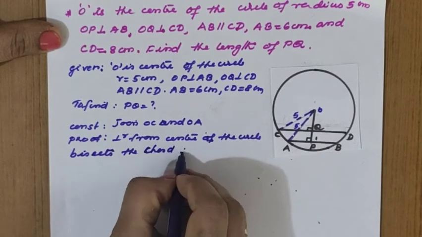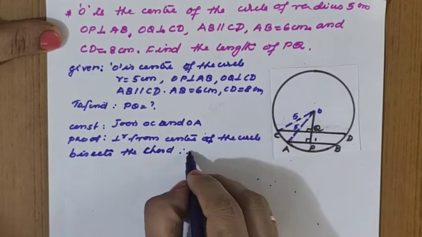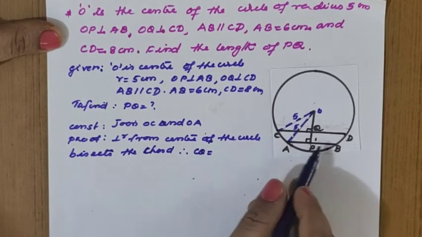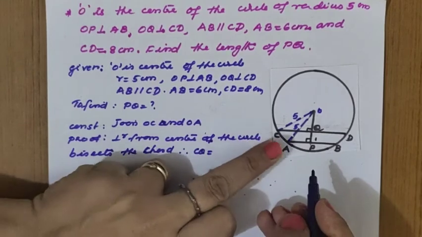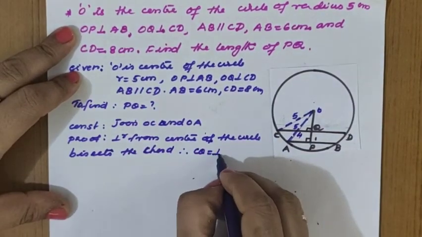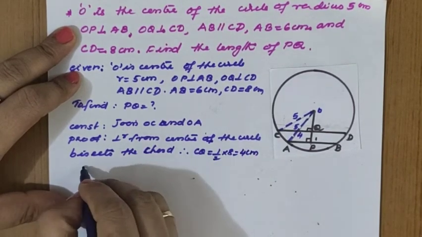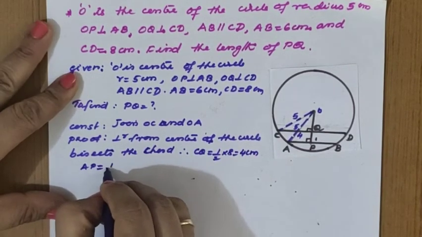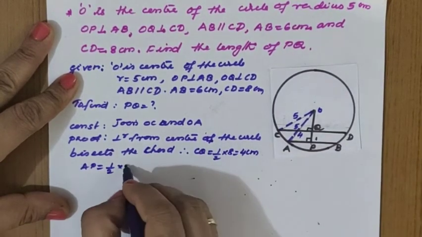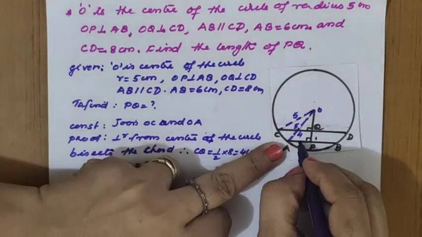So what is the meaning of this one? Means we can write according to the diagram we need this side only. CQ equal to half of CD. What is the length of CD? Is 8. So it is equal to 4. CQ equal to 4 cm. Half into 8 equal to 4 cm. And similarly AP equal to half of 6. AB equal to 6. So AP means half into 6 equal to 3 cm. Now I'll write here 3 only.